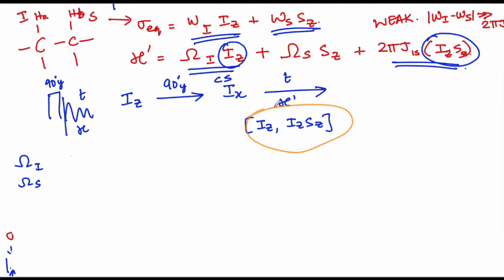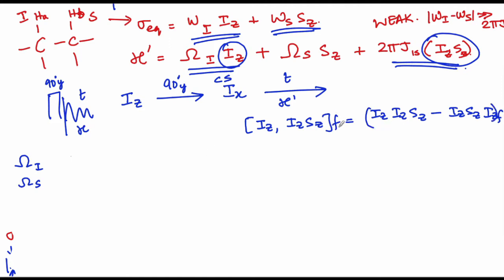What is the commutator between these two operators? So let us try to expand this. This is going to be IZ times SZ minus SZ times IZ. Of course, there has to be a function here. This is an important aspect you have to understand for coupled spins.